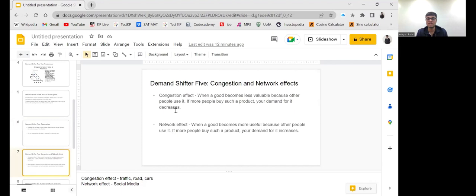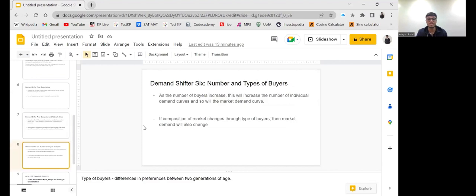The fifth demand shifter is congestion and network effects. Congestion effects is basically when a good becomes less valuable because other people use it. For example, you take a road, but a lot of people have taken that road, creating traffic. So you will not take that road. So the demand for you taking that road has decreased, therefore shifting the curve to the left. Network effect is basically when other people use it, so you also want to use it, thus increasing your demand. For example, social media.